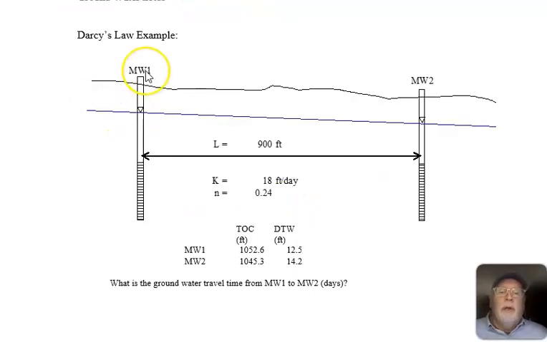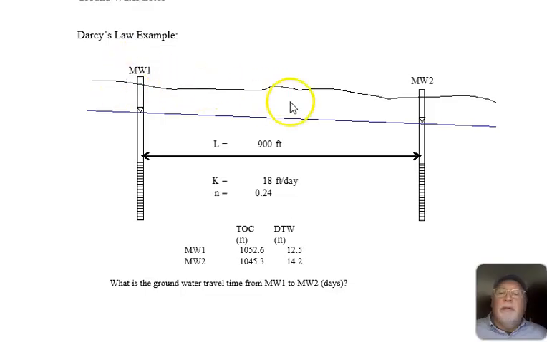So here we have two wells, monitoring well 1 and monitoring well 2. We have 900 feet between them. They're about the same depth. It looks like the water table slopes down with the ground surface from 1 to 2. Groundwater often goes generally in the slope of the land, but not always. So we want to know how long it takes to get through there.